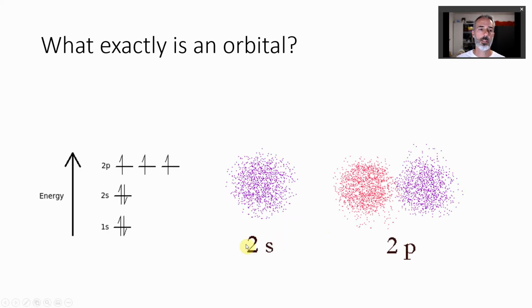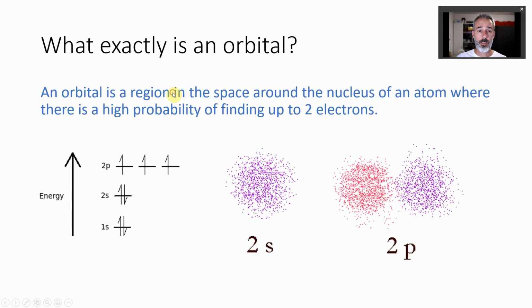So let's look at this a little bit closer. What is a 1s orbital or a 2s orbital? Well, an orbital is a region in space where up to 2 electrons can exist. Now I think that makes sense because we know that these little lines can hold 2 electrons on them.